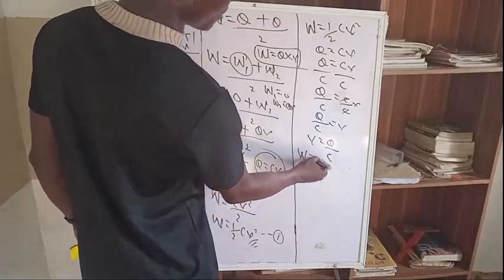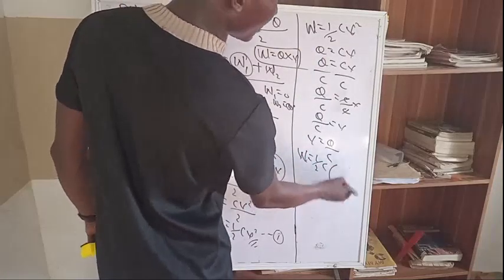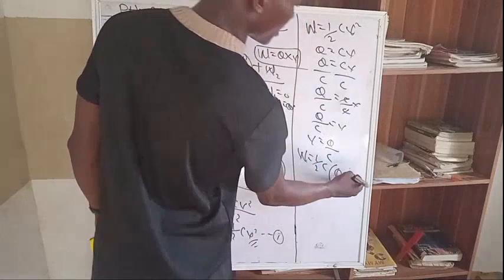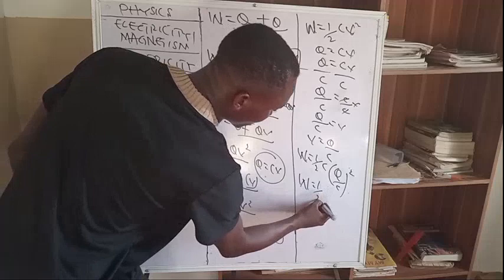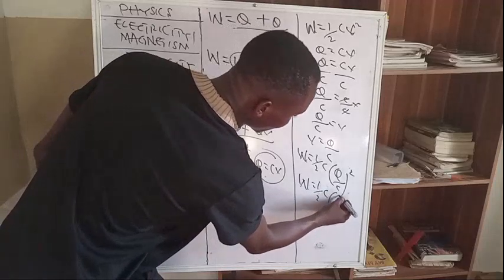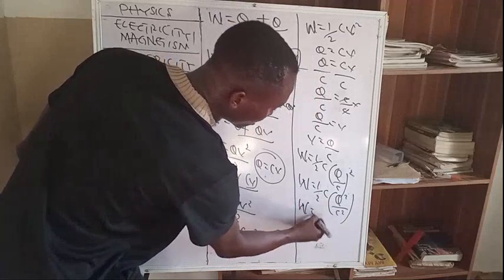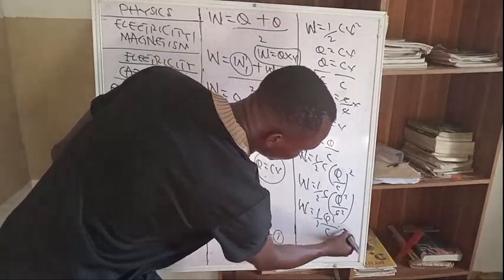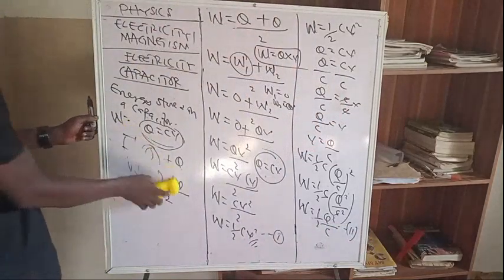So I have W is equal to 1 over 2. My C, I'm going to write it. Then what is my V? The value of V is now Q over C. Then because of the square on V, I'm going to put a square in that place. So what do I have at the end of the day? I have W is equal to 1 over 2, I have C here. Then I'm going to be having Q squared over C squared. Okay. Then W is equal to 1 over 2. C cancels one C here. That is Q squared over what? Over C. This is equation 2. So we can use those two equations to calculate for energy stored in the capacitor.